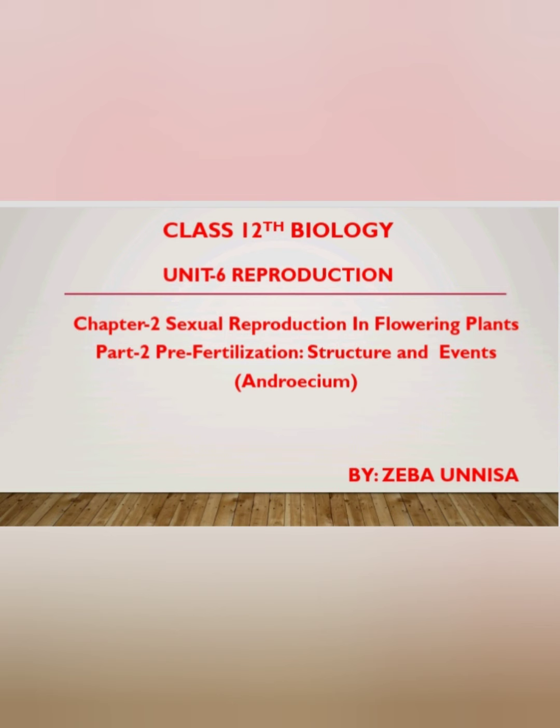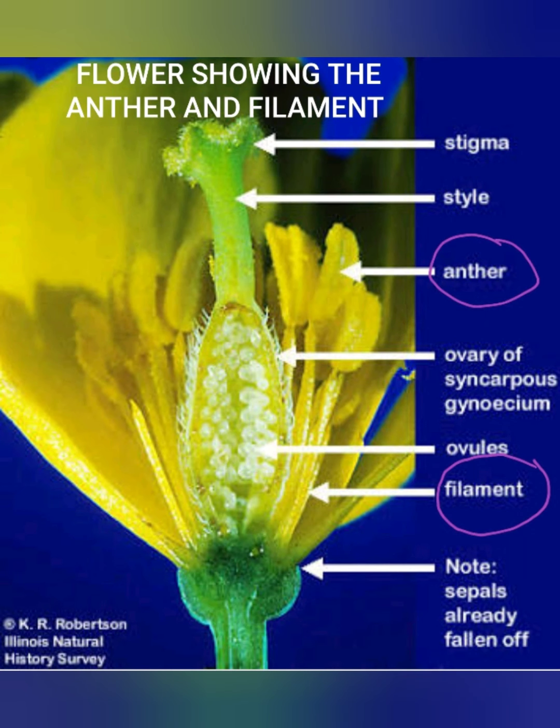And in this part we'll be studying in detail about the androecium, and we'll also study the structure of the stamen, microsporangium and the pollen grain. Now let us start with this. What is androecium? Androecium is a layer of stamens or a whorl of stamens. It is the male reproductive part of the flower. It consists of a whorl of stamens or a layer of stamens.